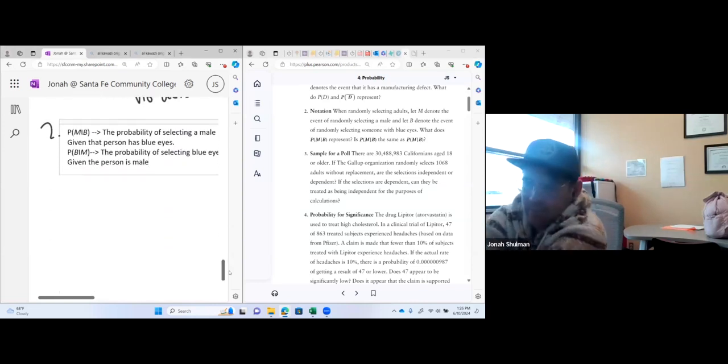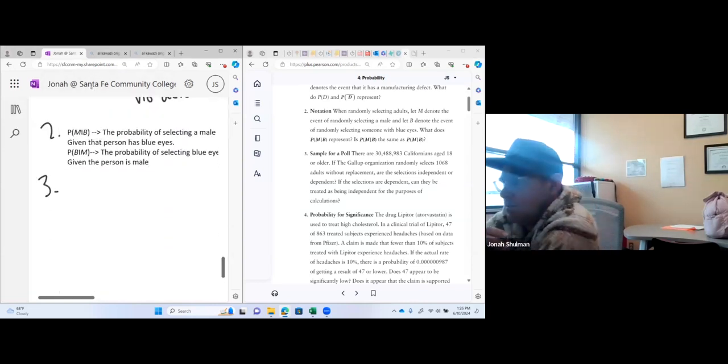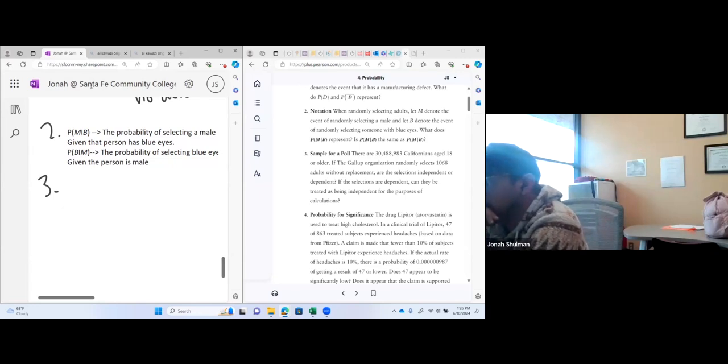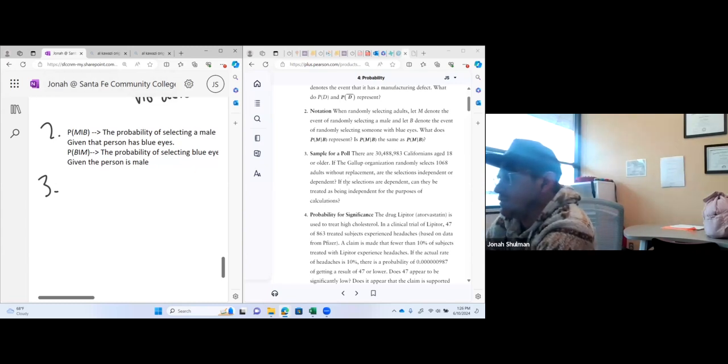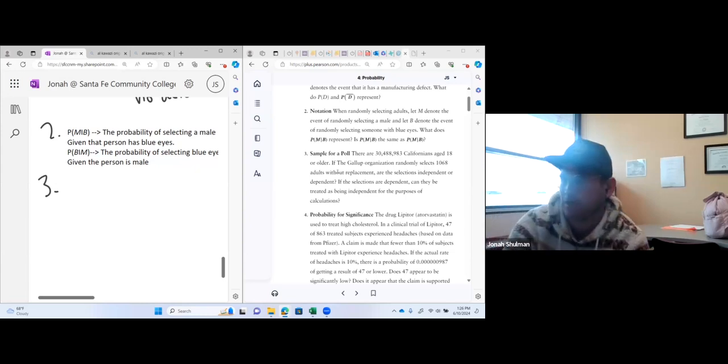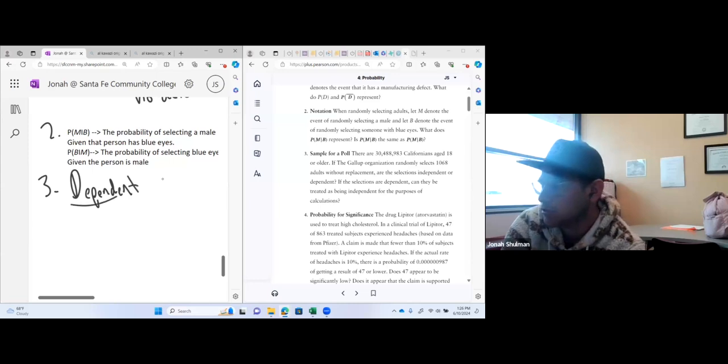All right, here's number 3. There are 30,488,983 Californians 18 or older. The group selects 1,068 without replacement. There's the big line, without replacement. Are the selections independent or dependent? If the selections are dependent, can they be treated as independent for the purpose of calculations? All right, so if they randomly select this without replacement, it's dependent. So 3 is already dependent because it's changing the group.